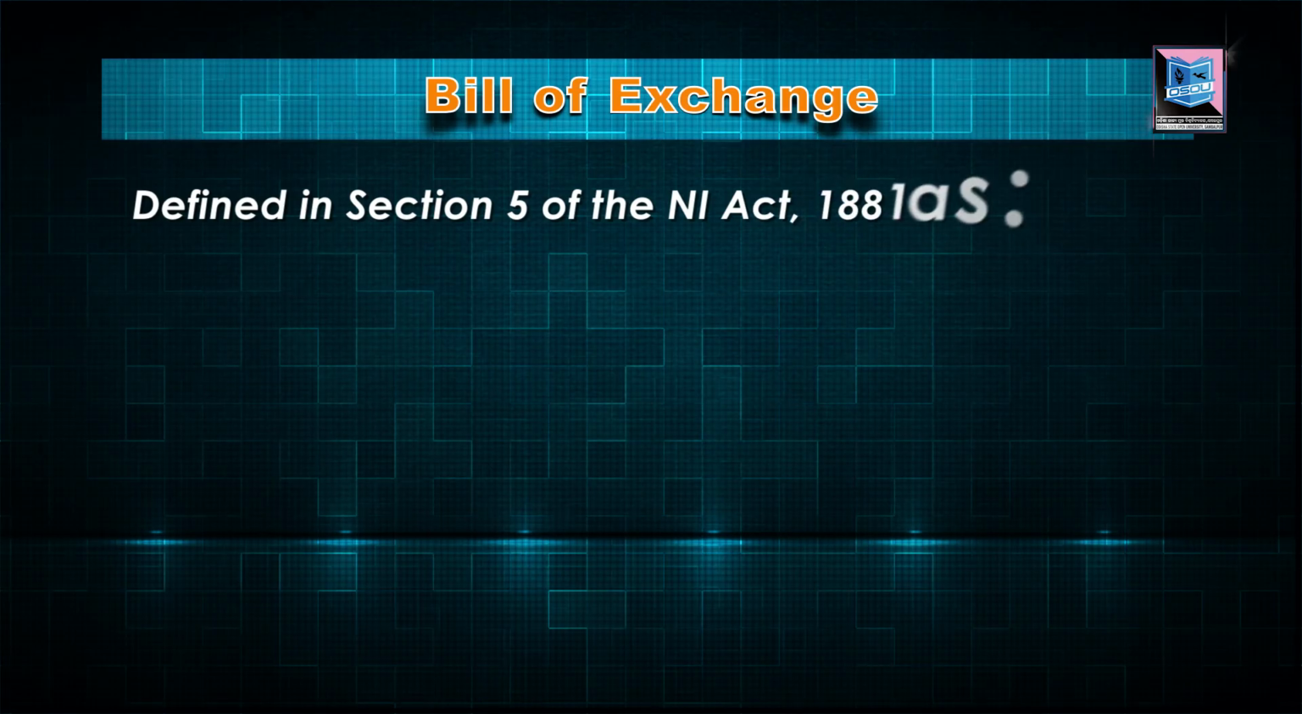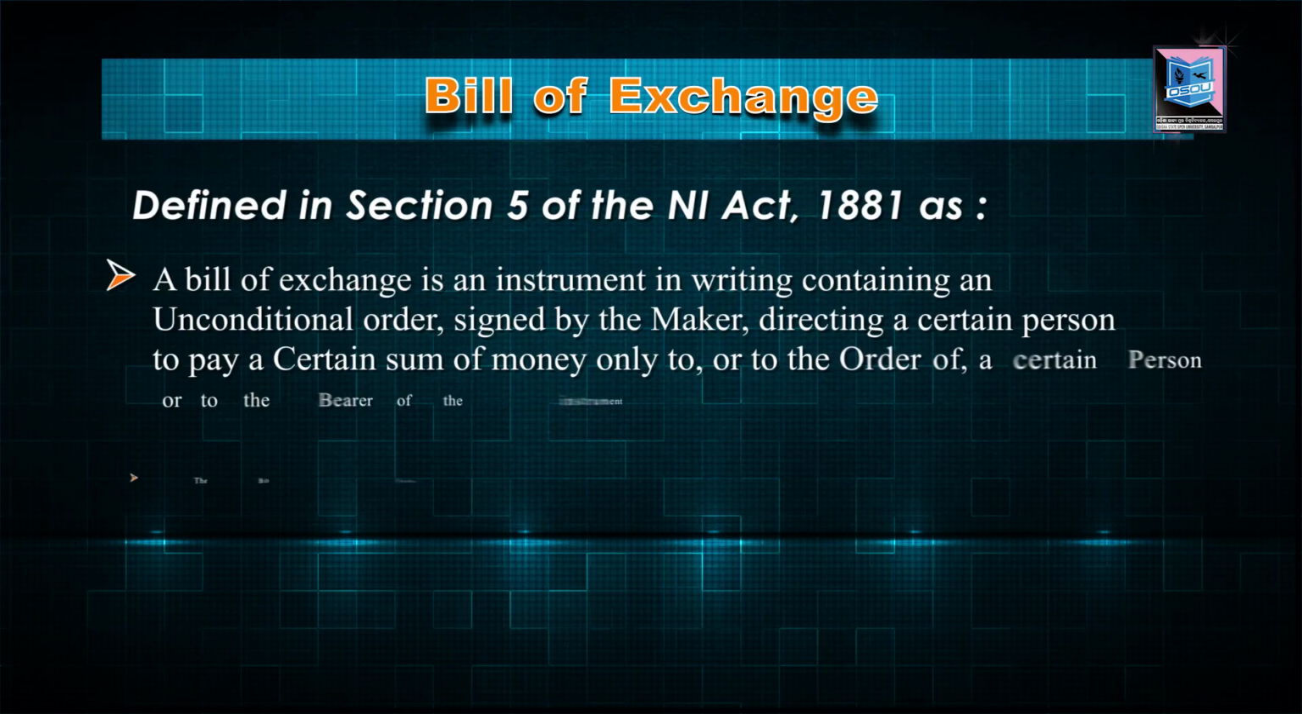In the previous case, when we discussed the promissory note, it was an instrument where one person was making an unconditional undertaking to pay a certain sum of money. But here, the maker of the instrument is directing some other person to pay a certain sum of money. He is not taking liability himself, although the document will be valid only when the person, that is the maker, signs the same.